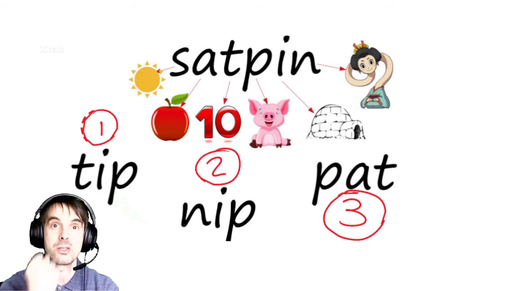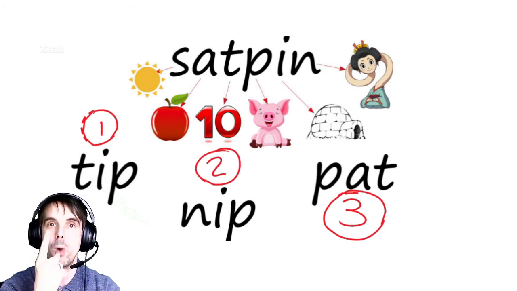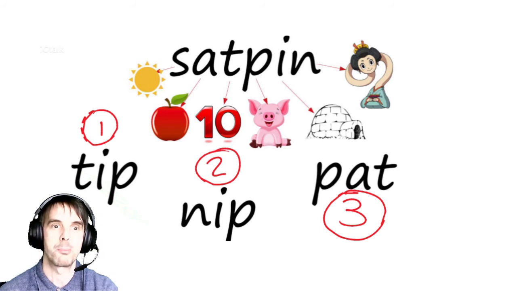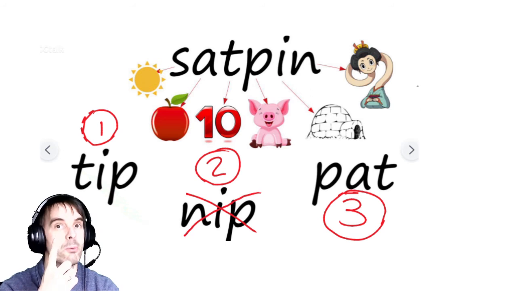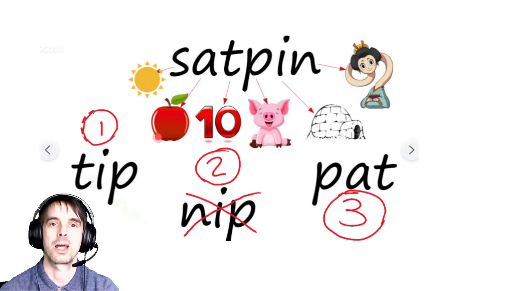Right, 5 seconds. 5, 4, 3, 2, 1. Time's up. Was it 1? Was it 2? Was it 3? It was number 2. Nip. N. I. Nip. Okay. Now we're going to cross that out. We're going to say bye nip. And now we've got number 1 and number 3. Okay. Let's do it one more time.